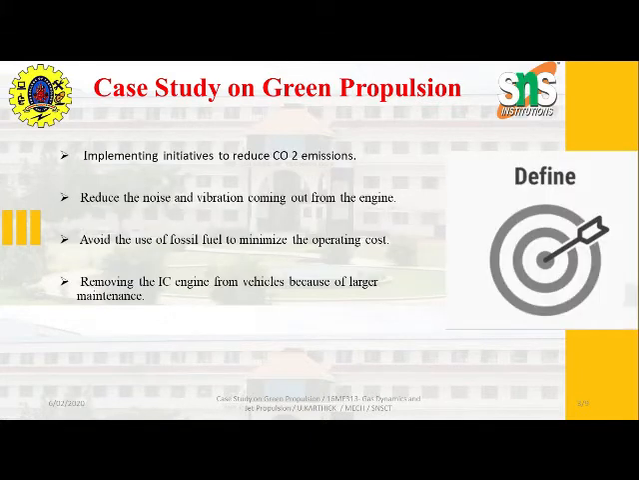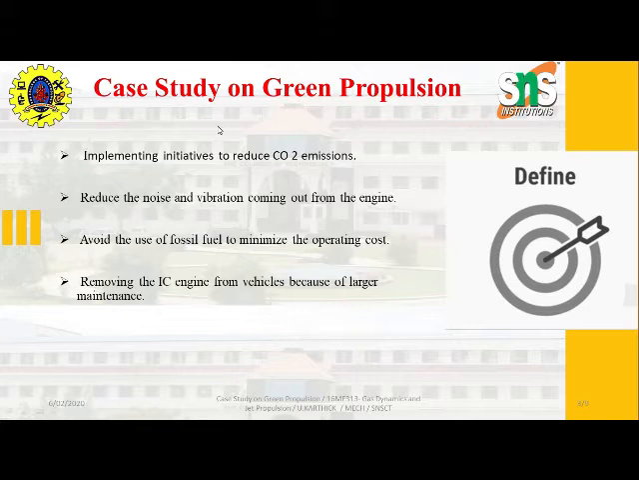Next one is define. In the define part, we need to decide what we want to produce apart from IC engines. What points need to be added in future vehicles? That is, implementing initiatives to reduce CO2 emissions. So my first primary goal is to reduce the CO2 emissions of the vehicle and the noise and vibration coming out from the engines. The next one is to avoid fossil fuels to minimize the operating cost.